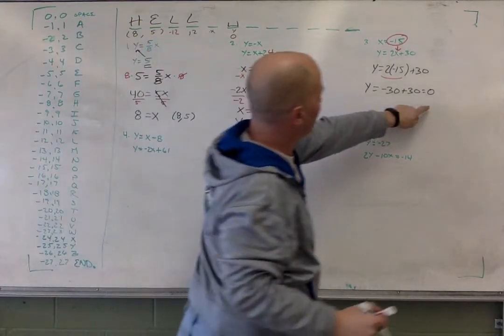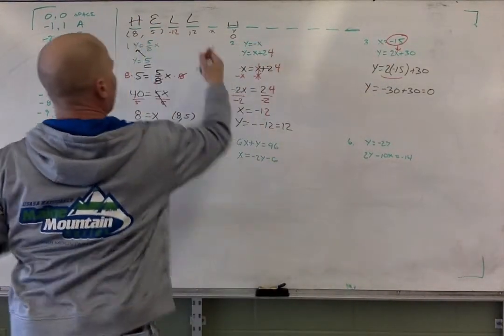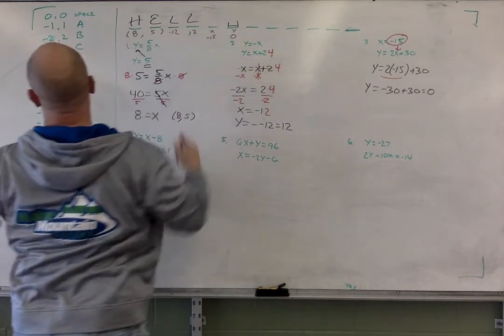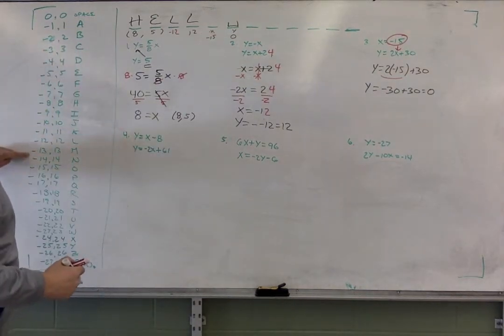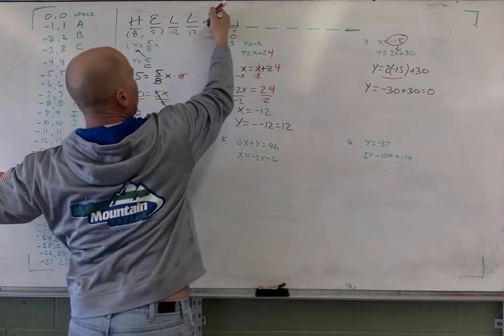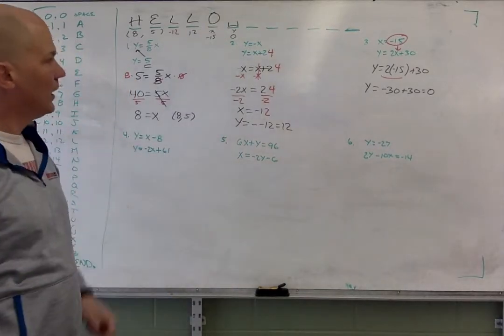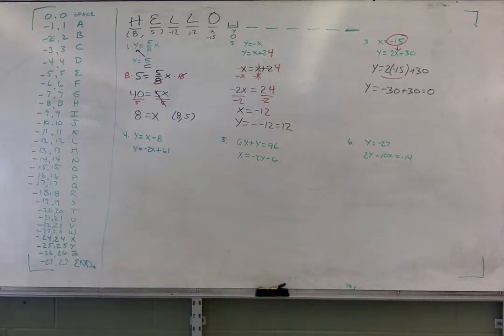And then we got to go back and get the x, but we already have the x, that's negative 15. And negative 15 is O. So that's O. And then we continue on down.